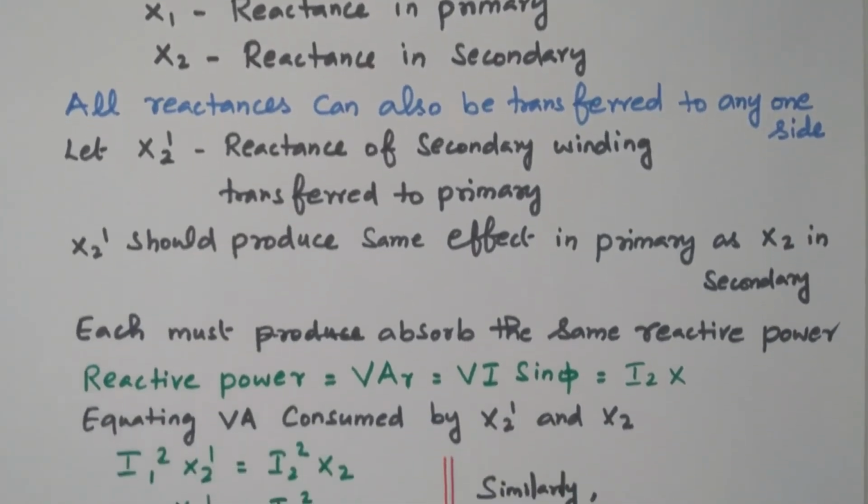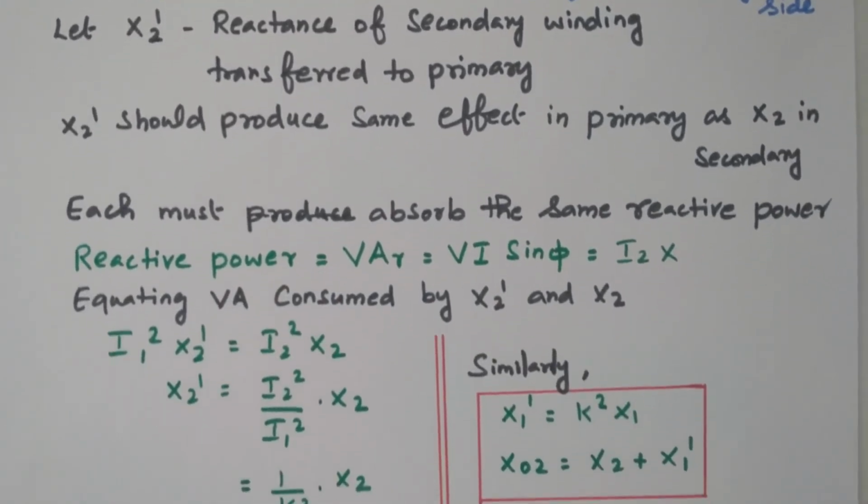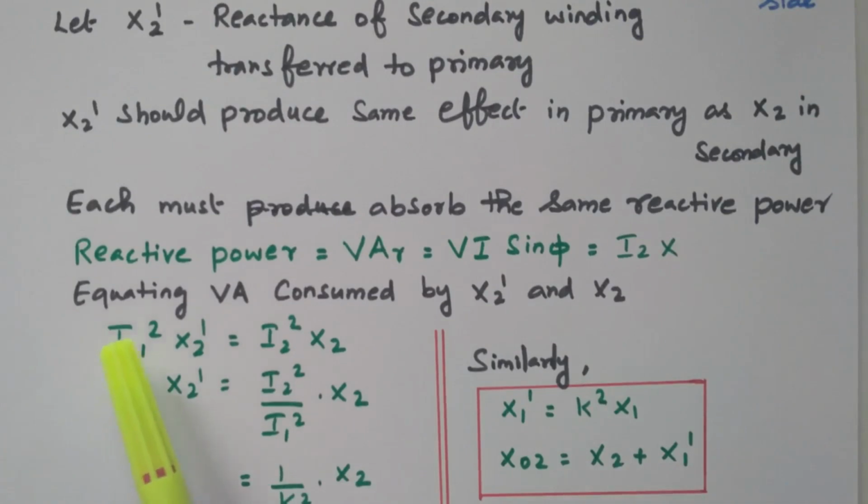So each must have the same reactive power. What is the reactive power? It is nothing but VAR, that is VI sin phi, that is nothing but I square into X, current squared into reactance. So equating the VA consumed by X2 dash and X2, we get I1 square X2 dash equal to I2 square into X2.